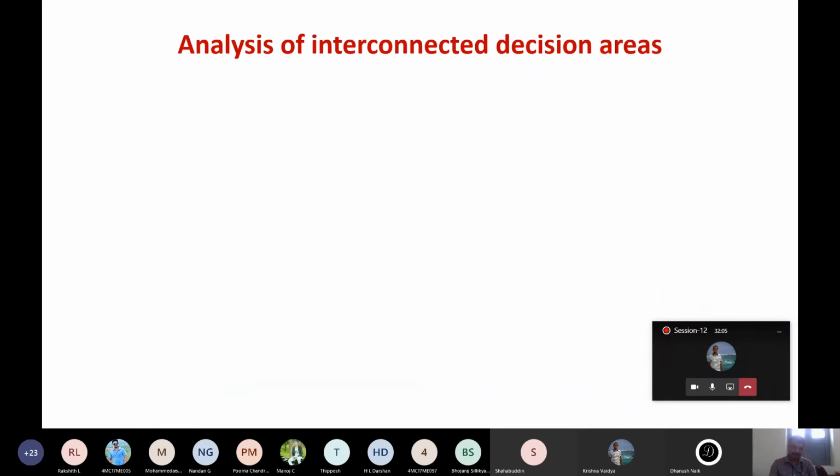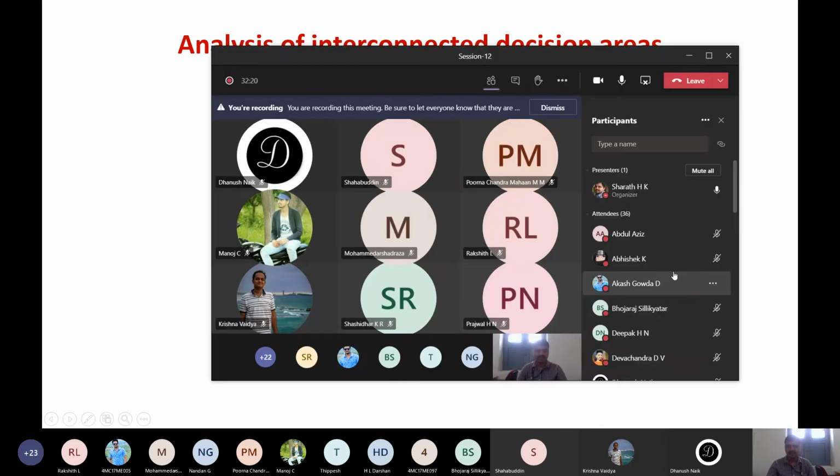Next, I am going to discuss analysis of interconnected decision areas. It is also known as AIDA. Analysis of interconnected decision areas. I will take a 1 minute break and then I will continue.